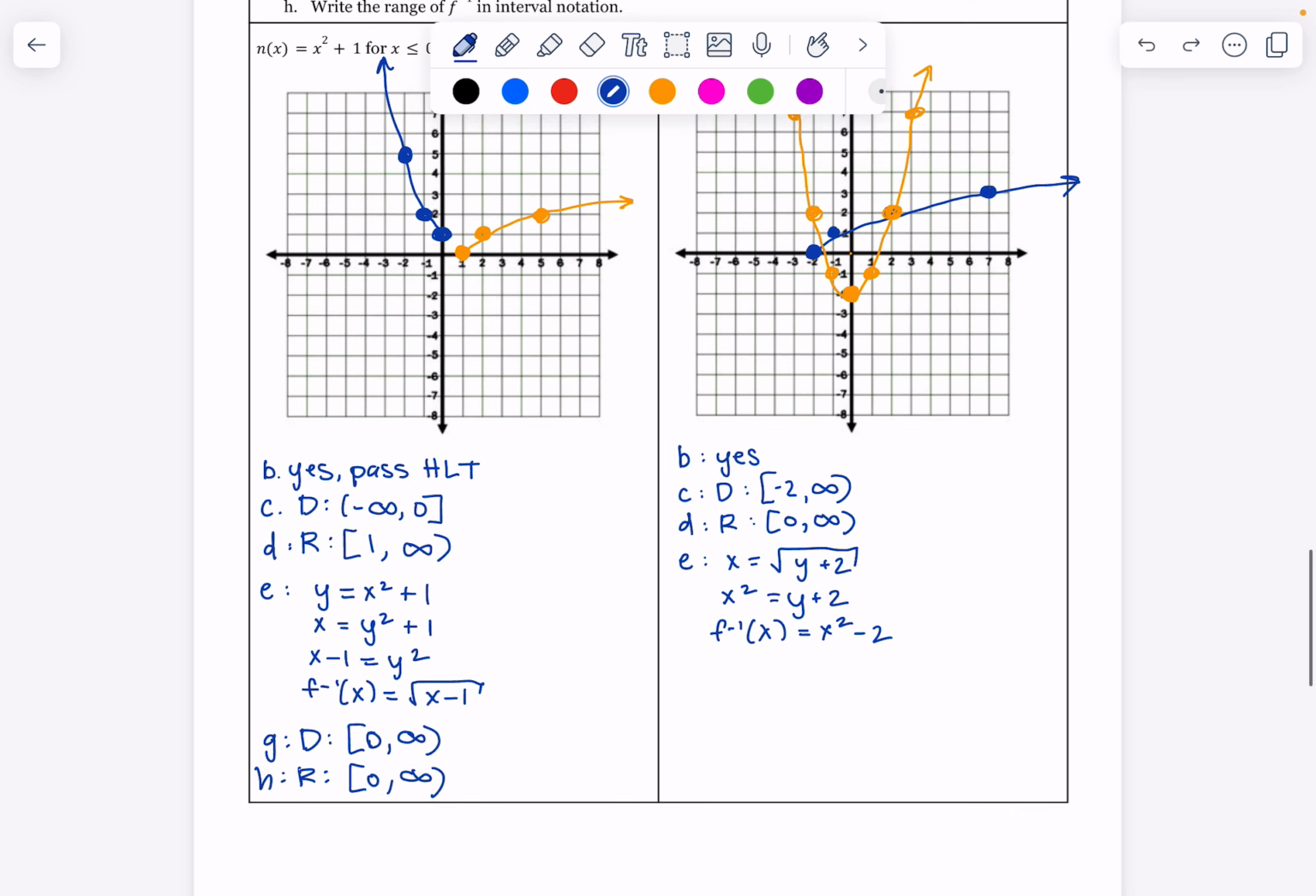All right, we need to write the domain and range for these. For the orange, the domain would be all real numbers, so negative infinity to infinity. And then the range starts at negative 2 and goes to infinity.